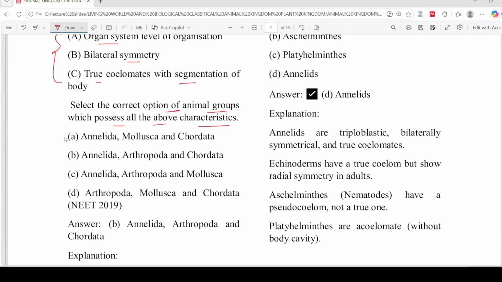So here the correct answer will be annelids, arthropods, and chordata. So the correct answer will be option B. So why is option B correct? So let's explain.